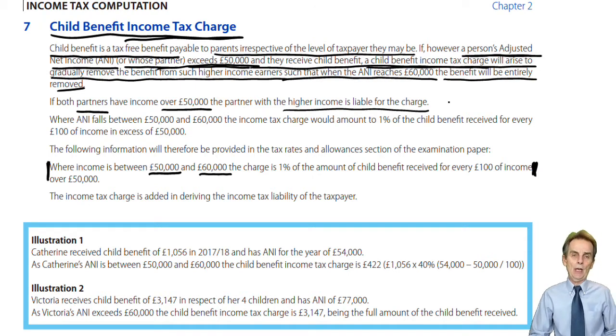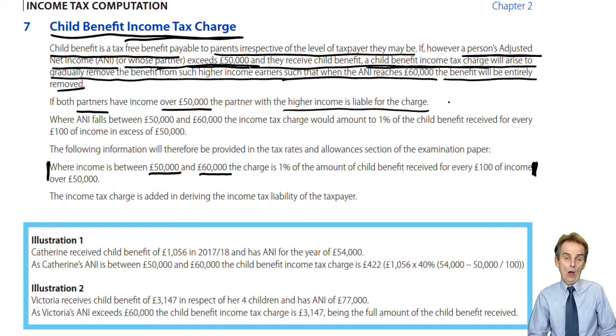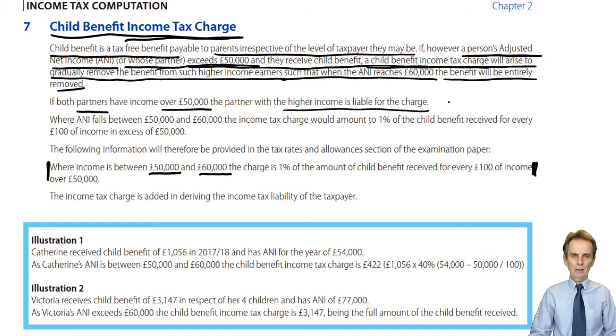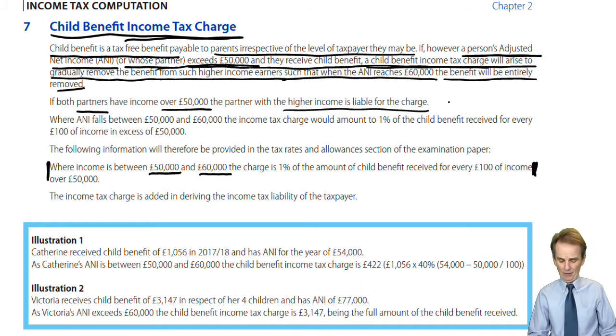So, as long as the taxpayer's adjusted net income does not exceed 50,000, there is no child benefit income tax charge. If our adjusted net income of the taxpayer or the partner of the taxpayer, as we've said here, if their adjusted net income exceeds £60,000, then the amount of the child benefit income tax charge will be equal to the amount of the child benefit. So what happens in between? Because we've got to think, if they're going to test this, you're probably looking at an adjusted net income that will fall between £50,000 and £60,000.